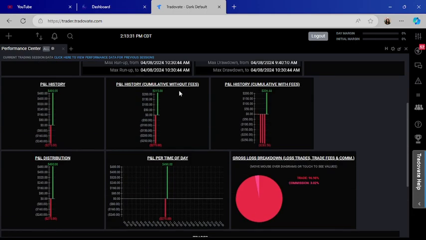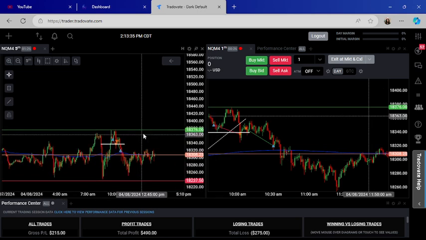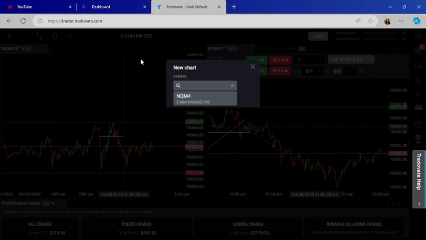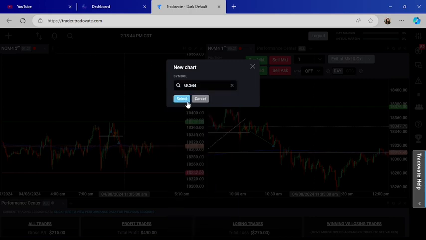So I'm done for the day. As you can see, the price is just ranging right now. I do trade gold as well, so I like to look at gold too.